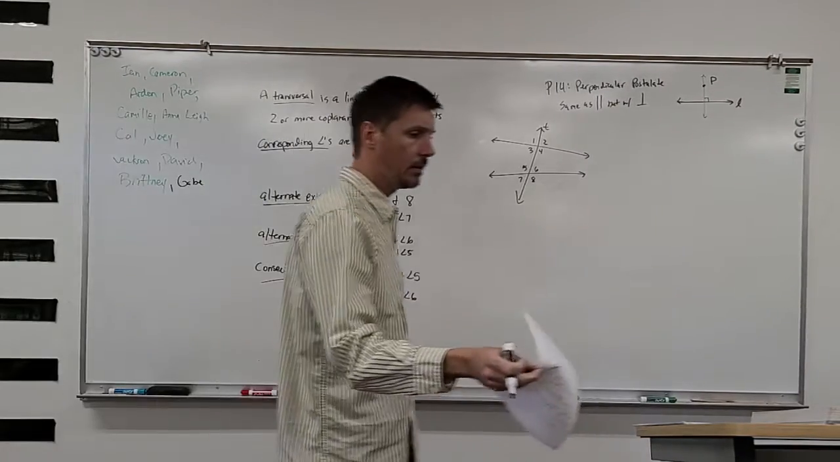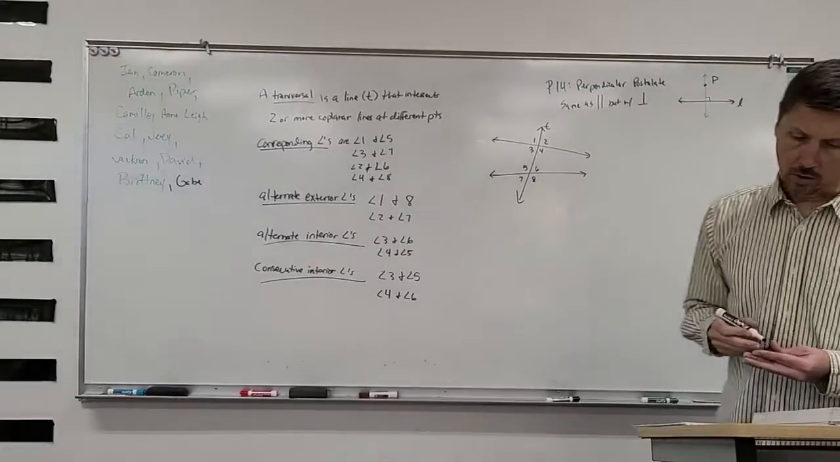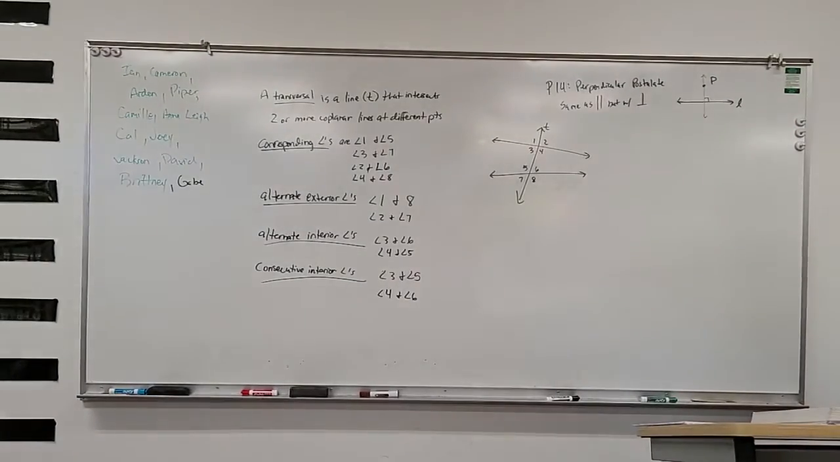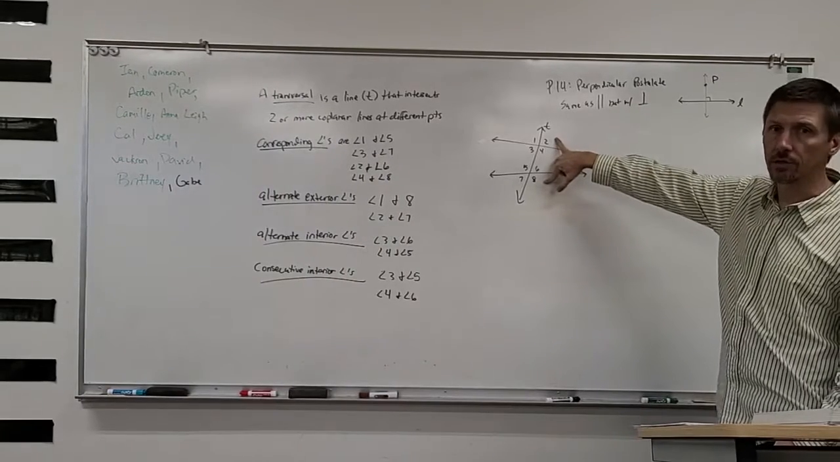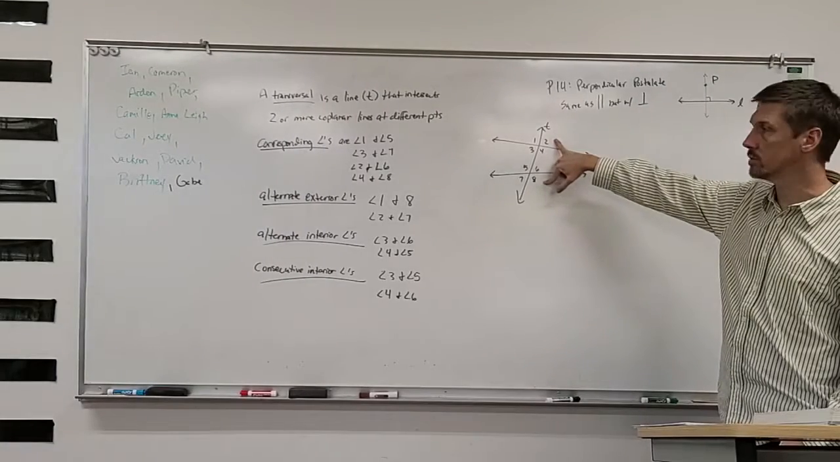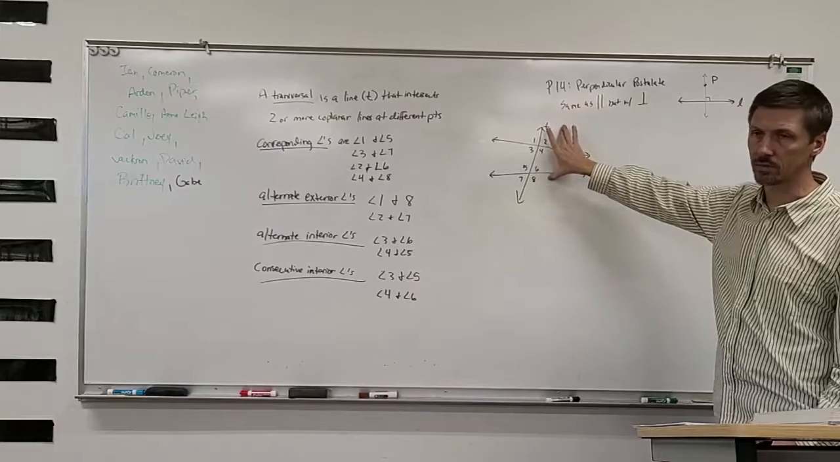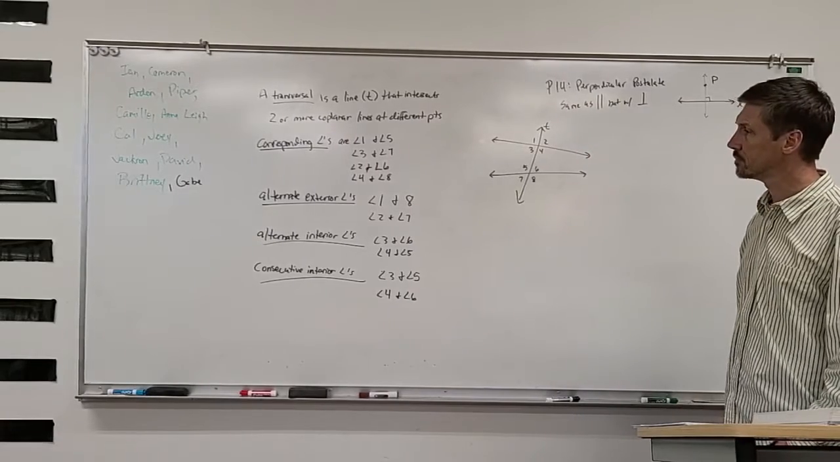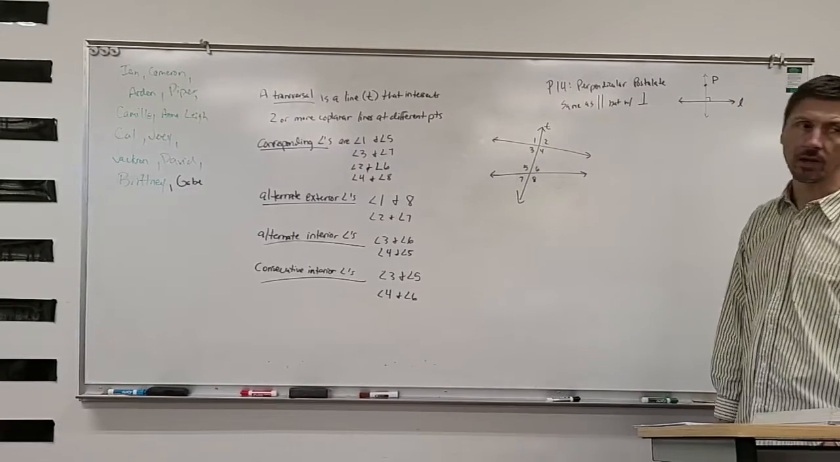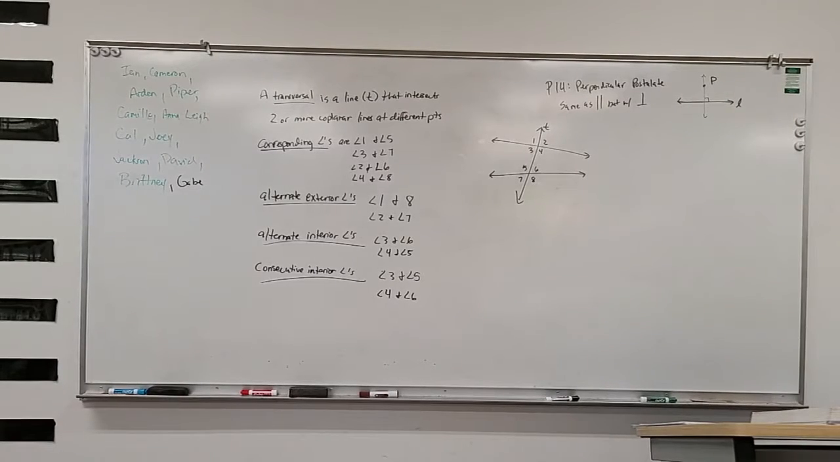All right, any questions about those definitions? Yes? Are there consecutive exterior angles? We don't have consecutive exterior angles. We don't call them that because they're not side by side. That's why we call them corresponding, right? They're on the same side of the transversal, just like the consecutive interior angles are. But since they're not side by side, we call them corresponding angles. Okay? All right, any other questions?